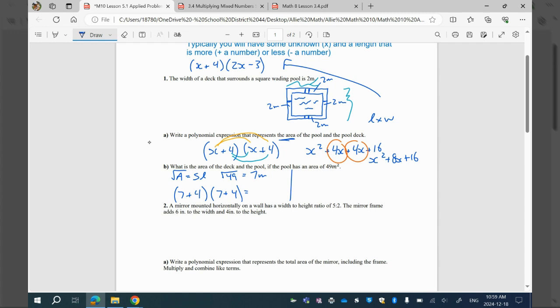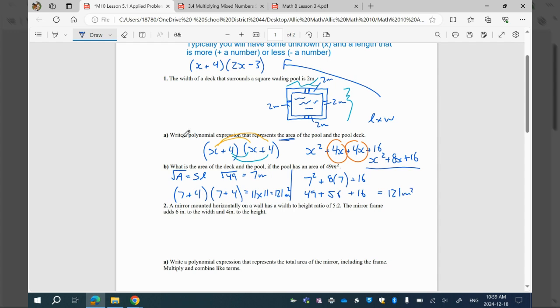And that is 11 times 11 equals 121. That's meters squared. Or we could put it into this version of the equation. So 7 squared plus 8 times 7. I'm just substituting our 7 in for our x's, plus 16. That's 49 plus 56 plus 16. And you can add all those up, but I'm going to tell you it's 121 meters squared.